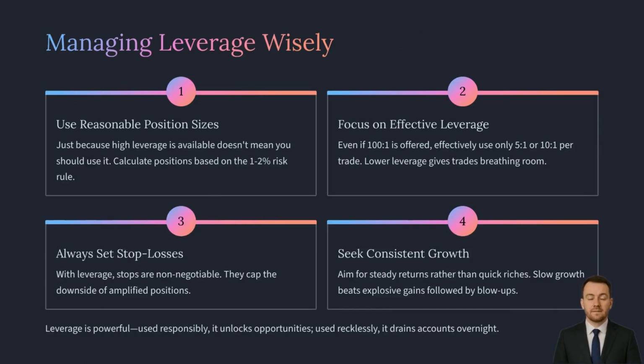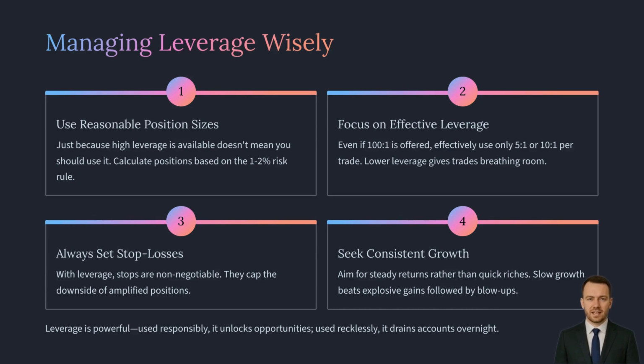How to avoid it? Use reasonable position sizes. Just because high leverage is available doesn't mean you should max it out. Trade smaller lot sizes that align with your account size and risk tolerance. A good practice is to calculate position size based on the 1 to 2% risk rule, as discussed above. This inherently keeps leverage in check.